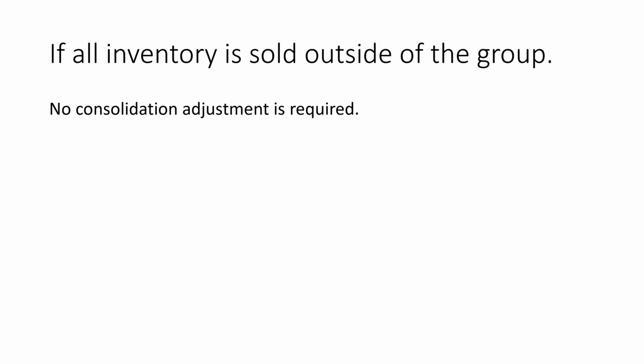So if all inventory is sold outside of the group, we don't have a consolidation adjustment, because we're making a profit, a group profit, by selling outside of the group. And that group profit is actually real. It's a realized profit, we say.